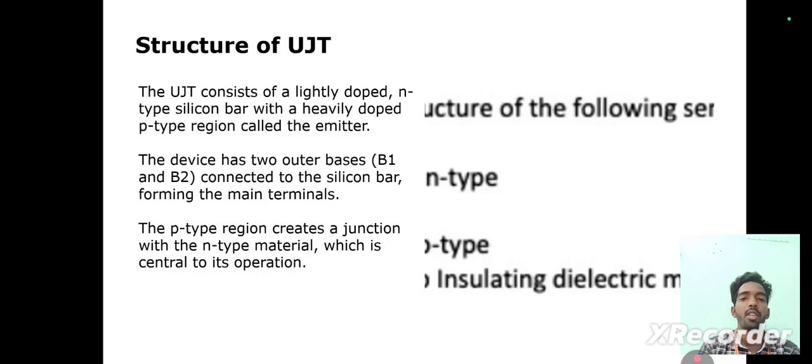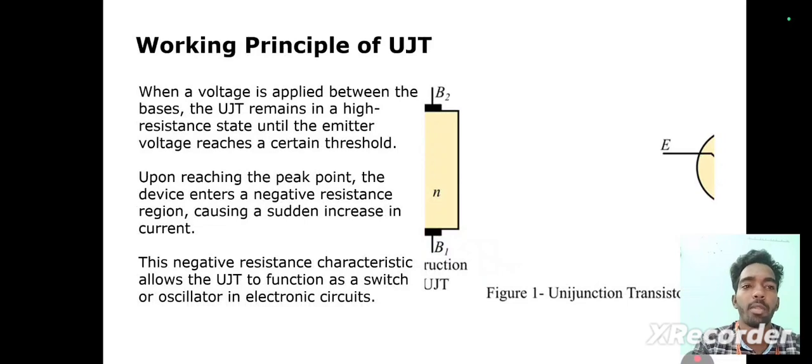Here we see the previous circuit diagram. In the diagram, B1 and B2 are connected to the silicon bar, forming the main terminals. The P-type region creates a junction with the N-type material, which is central to its operation.